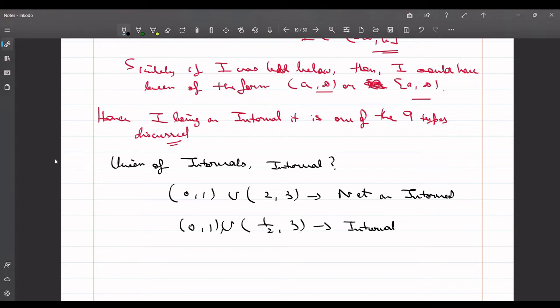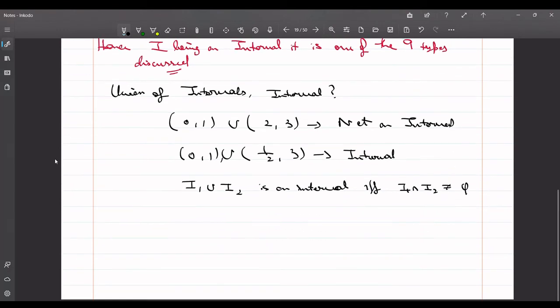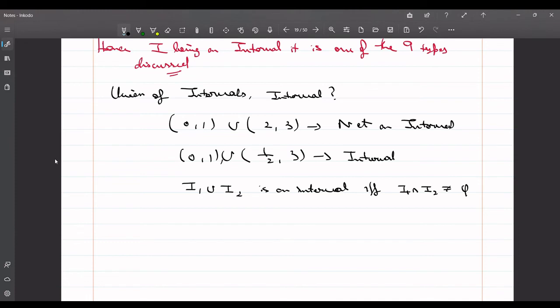Why? You can obviously check it, right? Because this half lies in this interval itself. So elements from half to 1 are also contained here. So this becomes a continuous form, right? So basically I1 union I2, the individual intervals, is an interval if and only if I1 intersection I2 is not empty. Okay, and you can generalize this for such intervals. Clear?